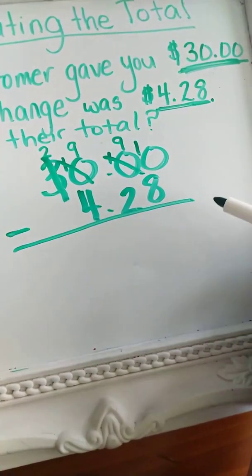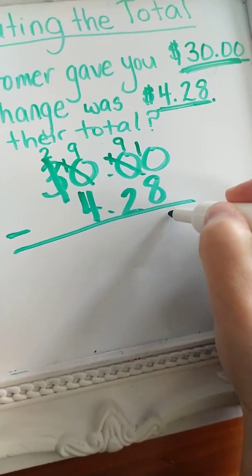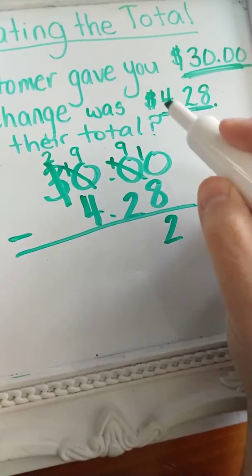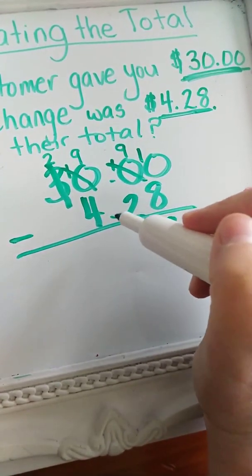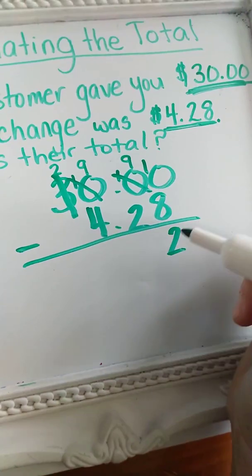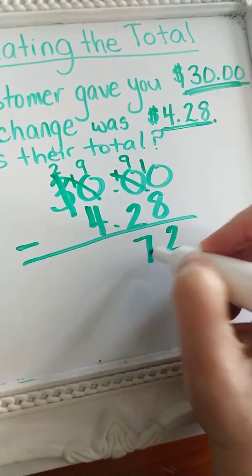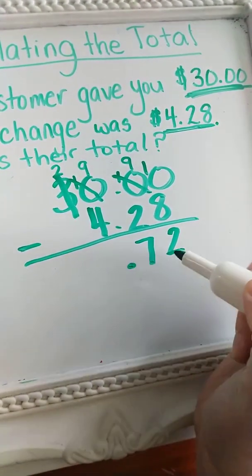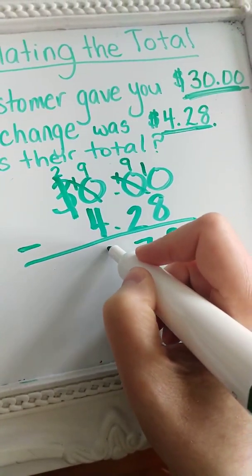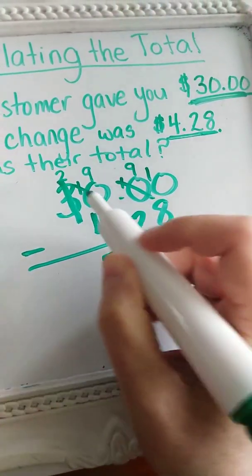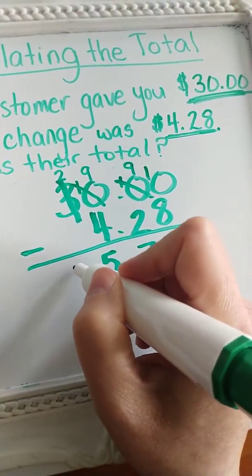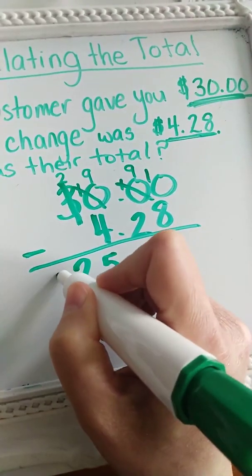So 8 take away from 10, I'm left with 2. And again, I'm keeping it nice and neat, right? Keeping everything lined up in its place value, keeping my decimals exactly on top of each other. 2 take away from 9, 7. Add my decimal, can't forget that. Now I have 4 take away from 9, left with 5. And there's nothing here. There's a pretend invisible 0, and I'm going to bring that 2 right back down. Okay, so this is my answer here.